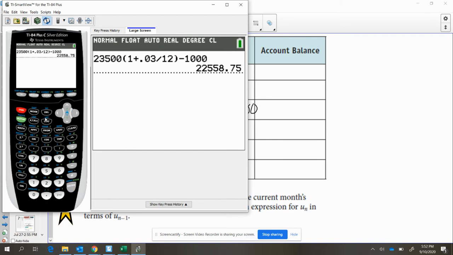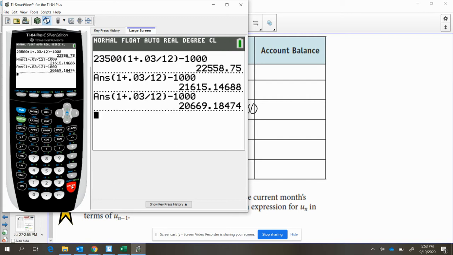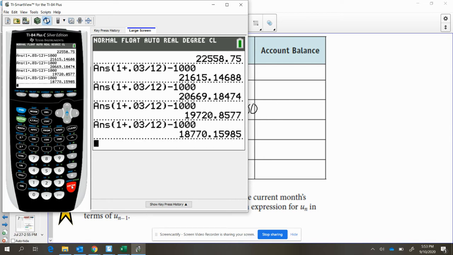We can retype this in, but if you take second negative sign, you shortcut your typing, because we can save that previous answer in our calculator each time. And what you'll see a little bit quicker here is we can start just hitting enter to get each of the balances. So there's month 2, 3, 4, 5, and we can keep going with this, right?